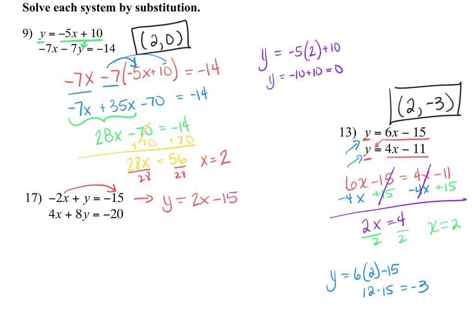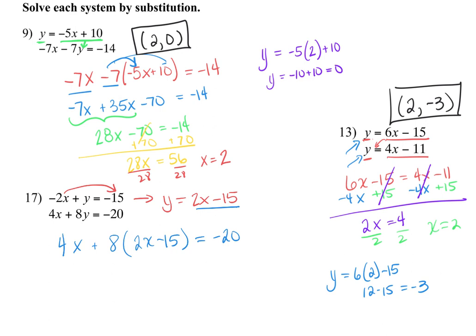I don't have to solve for y. If x is easier, solve for x. It doesn't matter which one you get by itself. And then I'm going to take that and plug it into my other equation. And so I am going to say 4 times x plus 8 times my y, which is what I solved for up here, equals negative 20.